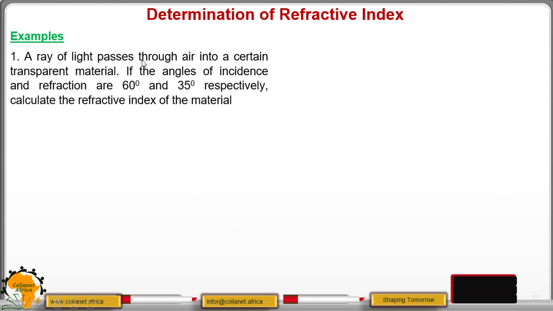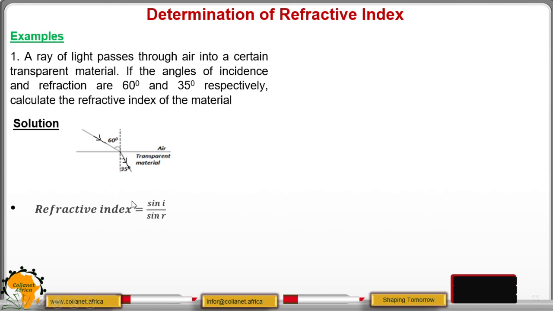We have that a ray of light passes through air into a certain transparent material. If the angle of incidence and angle of refraction are 60 degrees and 35 degrees respectively, calculate the refractive index of the material. In here we are given the angle i and angle r. So we proceed as follows. We have this as our diagram. This is 60 degrees, this is 35 degrees. This is air, this is transparent material.